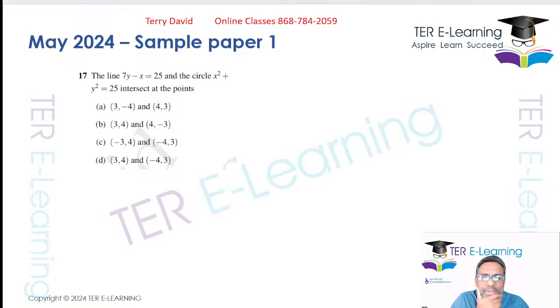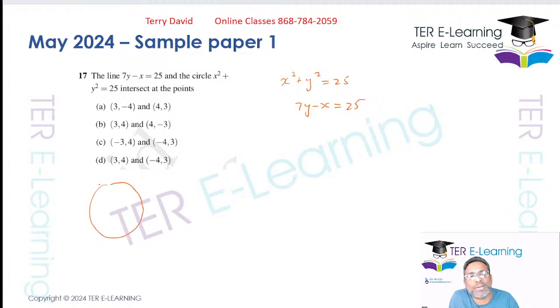All right, so for this one here, we have a line and we have a circle. We have a circle given by x squared plus y squared is equal to 25, and we have a line 7y minus x is equal to 25 as well. The straight line cuts the circle at 2 points.